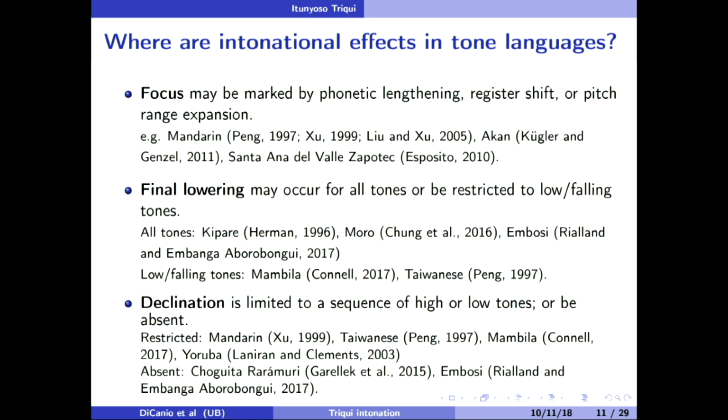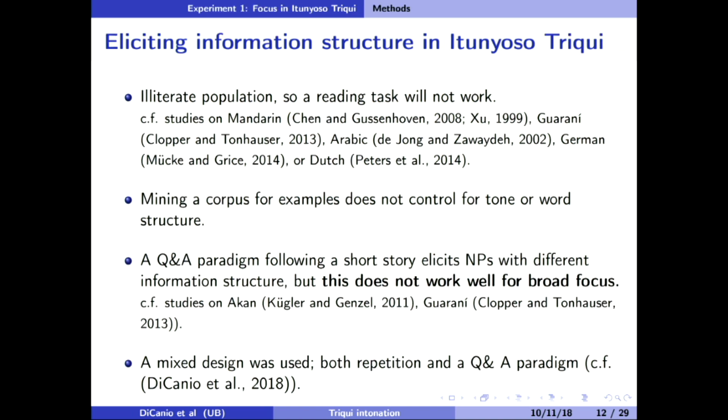Okay, so what might we find as intonational effects? We can look for focus. Focus might be marked by phonetic lengthening, register shift, range expansion, some of the things that I've mentioned. Final lowering may occur for all tones. It might be restricted for certain tones. So these are a couple places we could look. We could also look at declination. I have declination data that I haven't analyzed yet, but that's another area one could look for intonation in tone languages. But we're going to start looking at information structure.